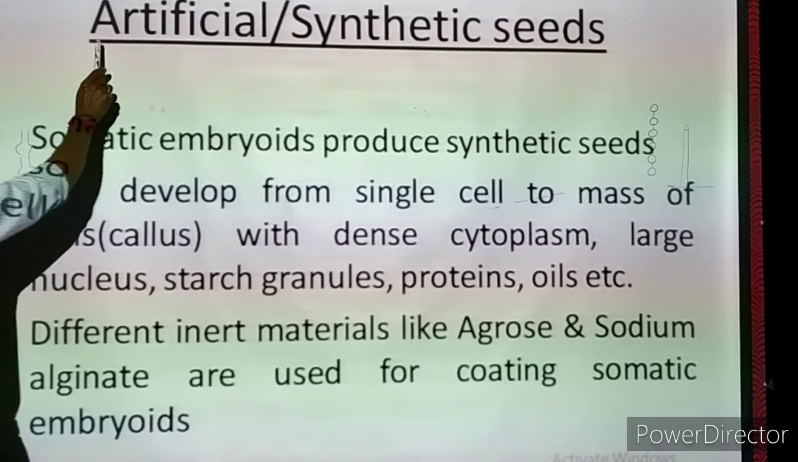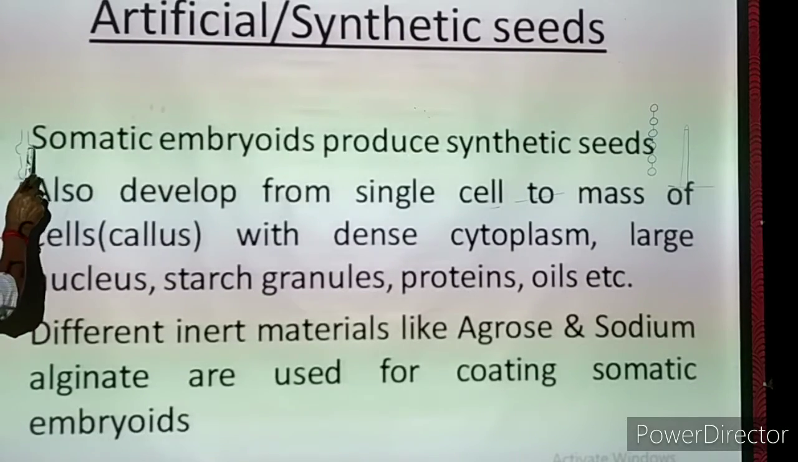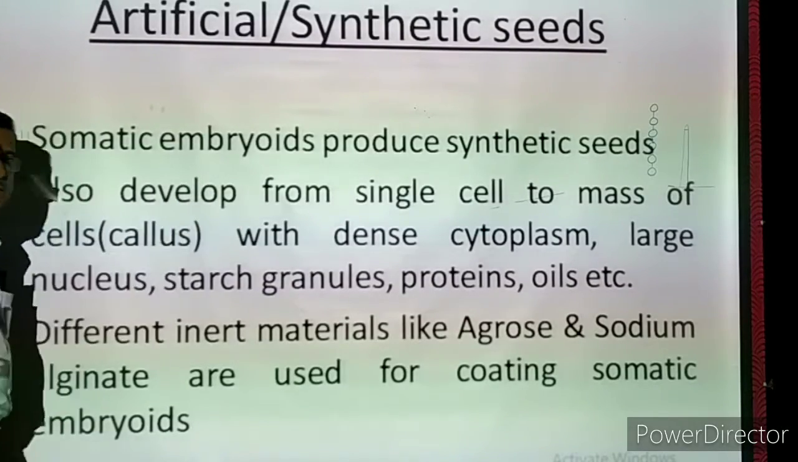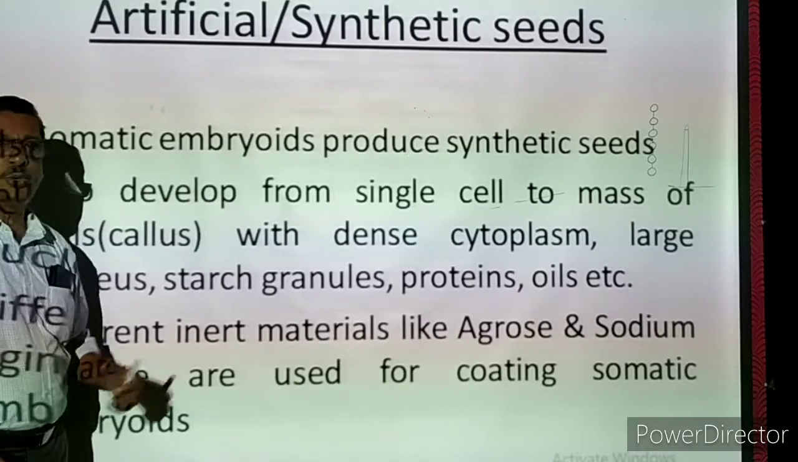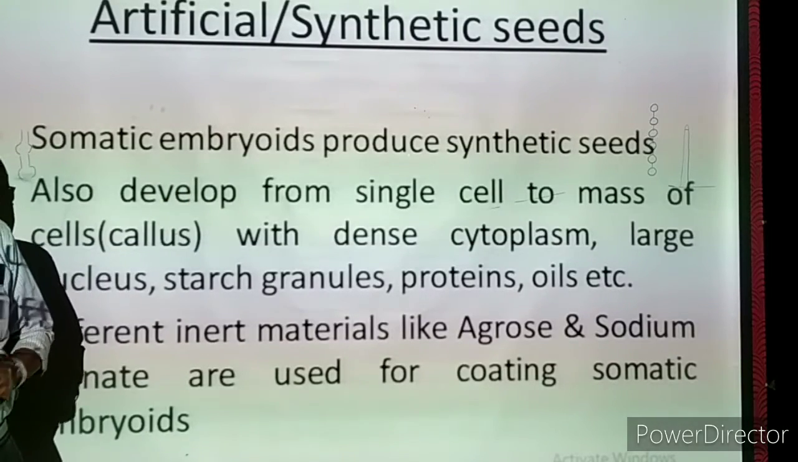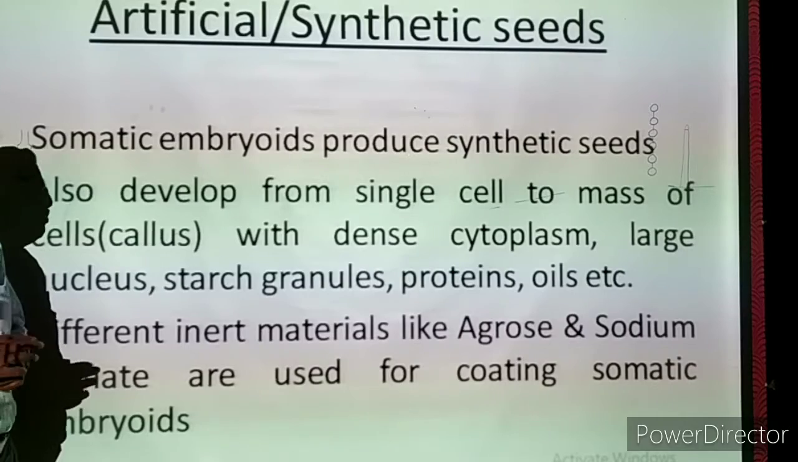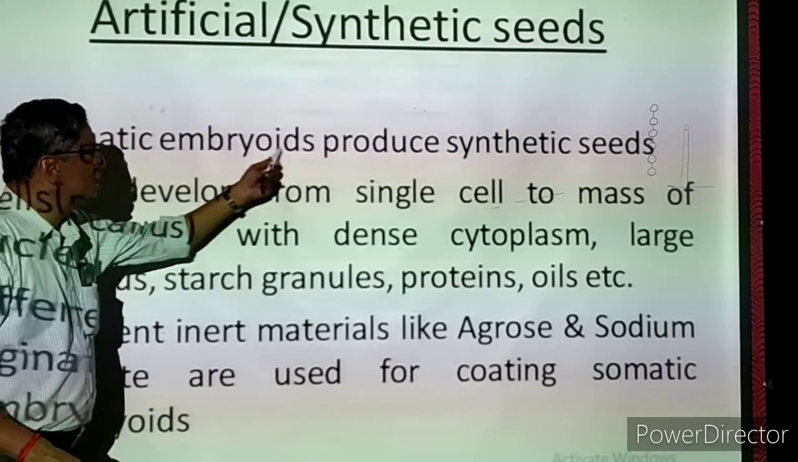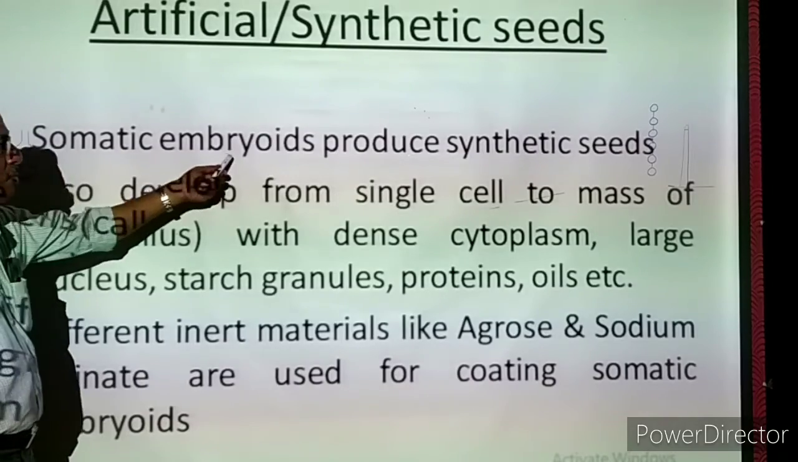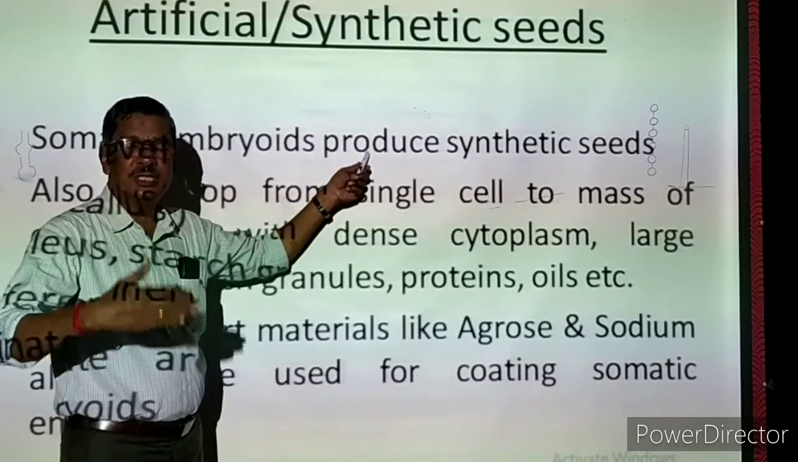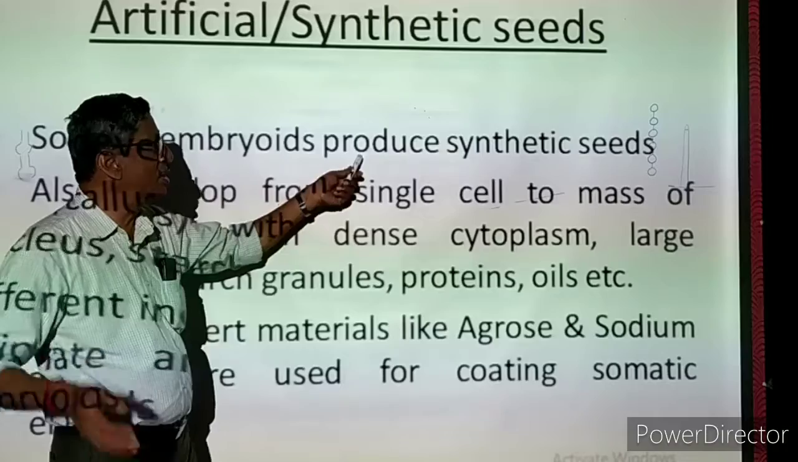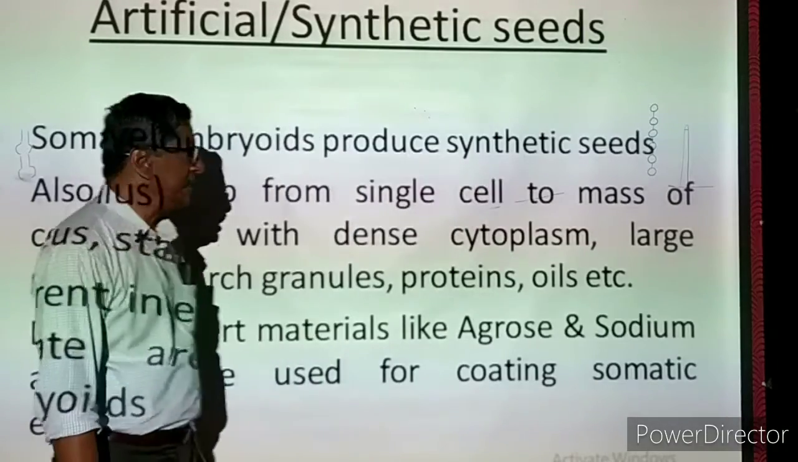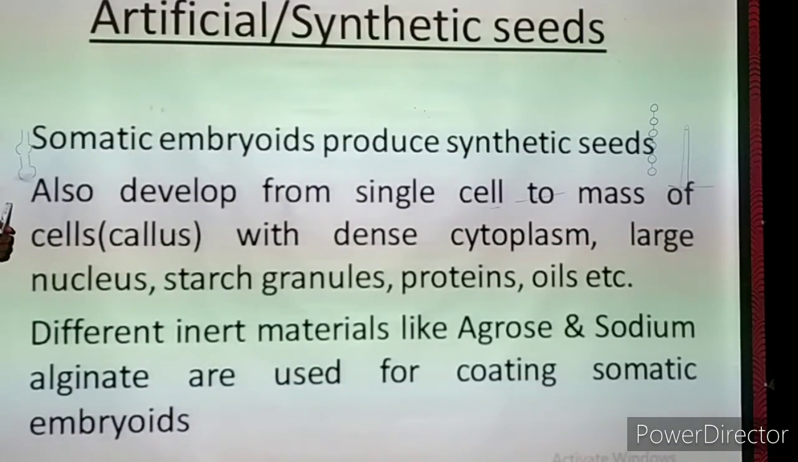Now we'll take the meaning of artificial seeds or synthetic seeds. Somatic embryoids. I already told you, the callus we are dividing and then keeping in culture medium. Then they develop into small embryos. The embryos are called embryoids, somatic embryoids. Later on, after maturing, they produce synthetic seeds. Then we are coming to the next point.